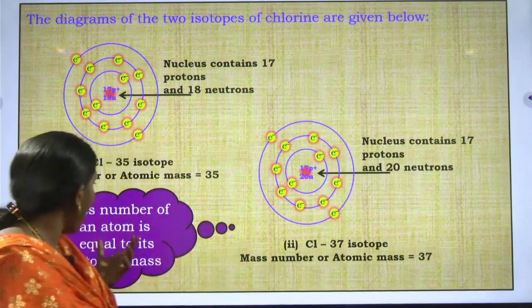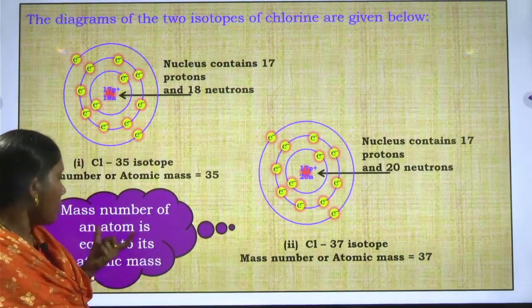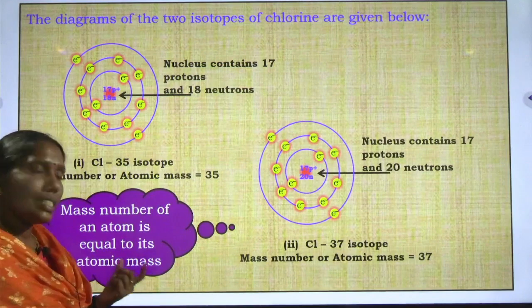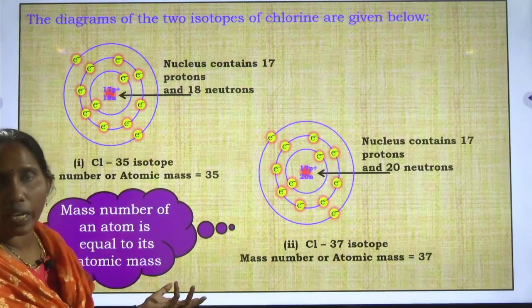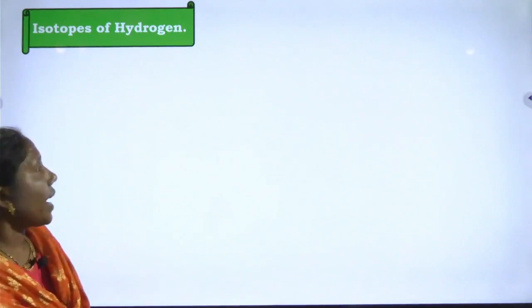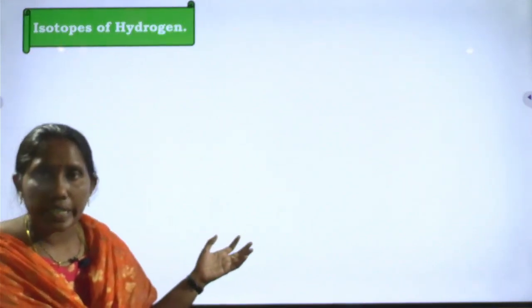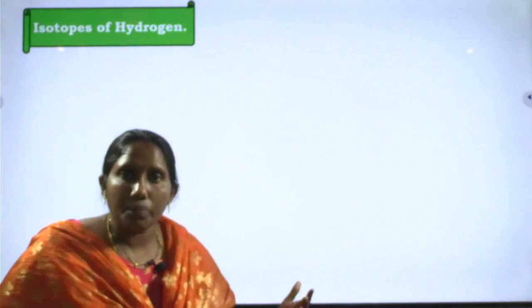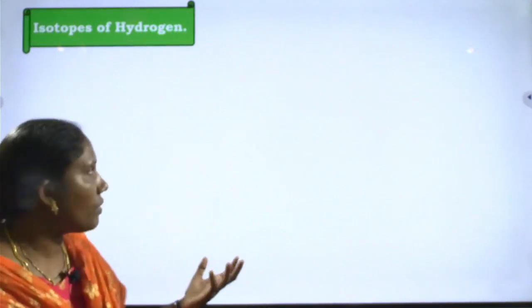Okay, see, the mass number of an atom is equal to its atomic mass. Mass number only we are representing as the atomic mass. Okay, next, isotopes of hydrogen. Already we discussed this, protium, deuterium and tritium are the isotopes of hydrogen.